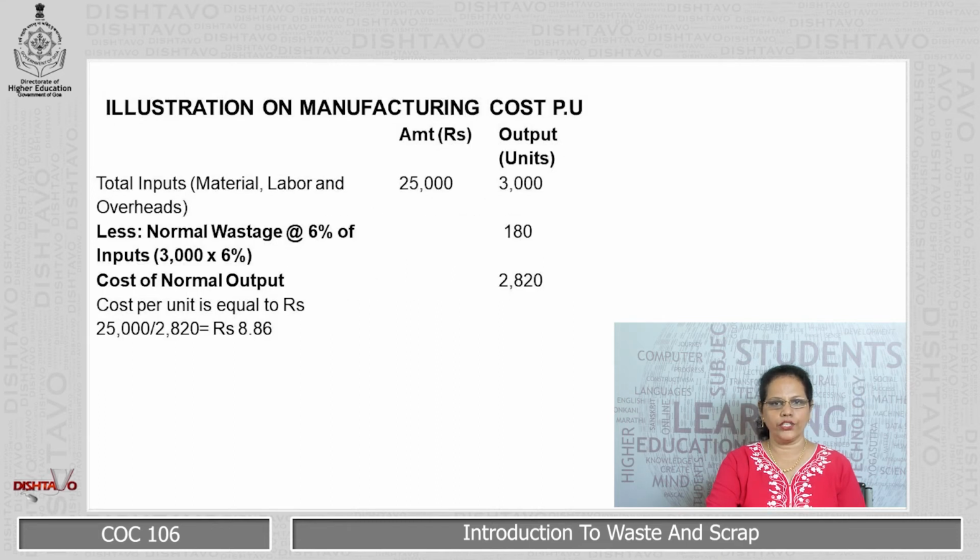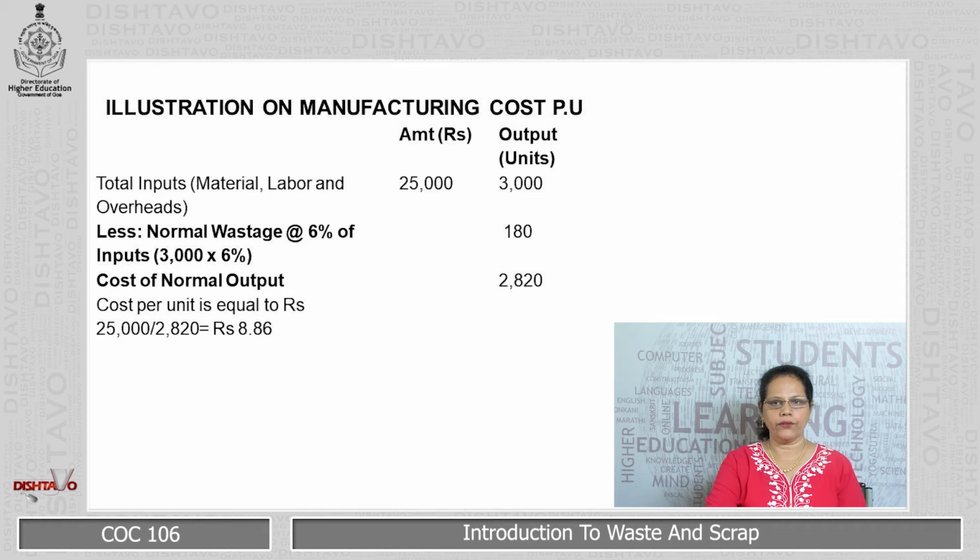Let us take an illustration to explain cost per unit, taking the instance of normal wastage. Here we have the total input consisting of material, labor and overheads, rupees 25,000. Output in units is 3,000. Normal wastage is at the rate of 6%. So when we calculate 6% on 3,000 output units, we get 180. And the cost of normal output is 2,280.